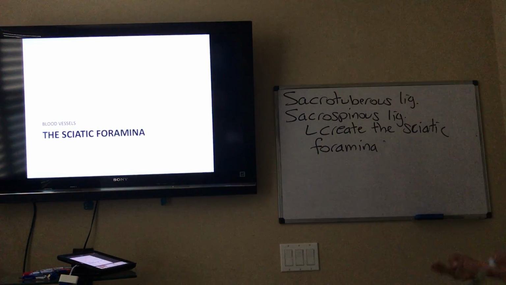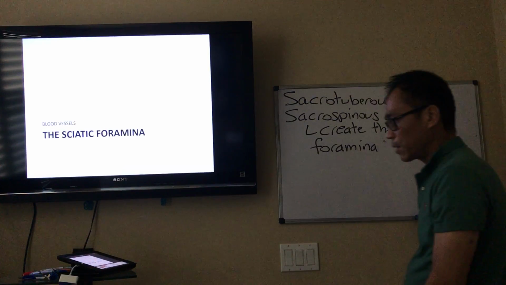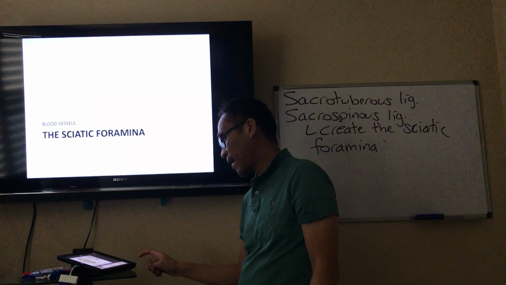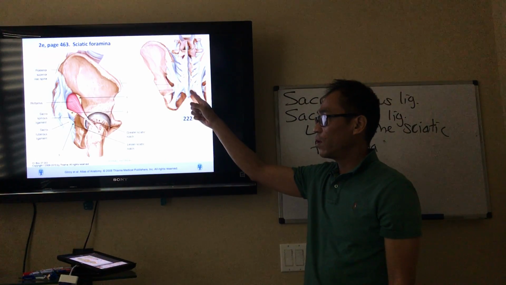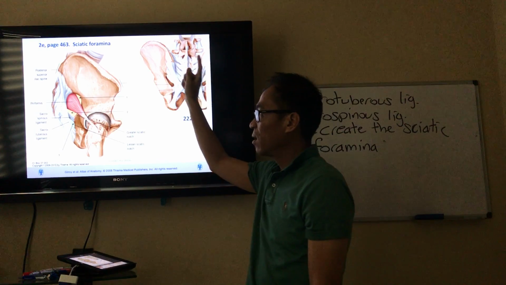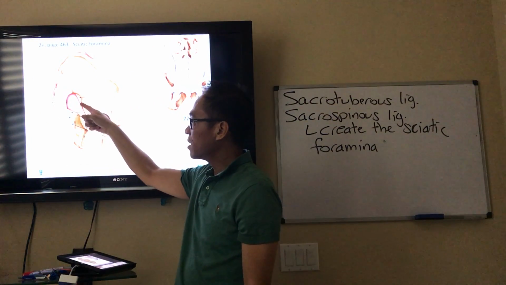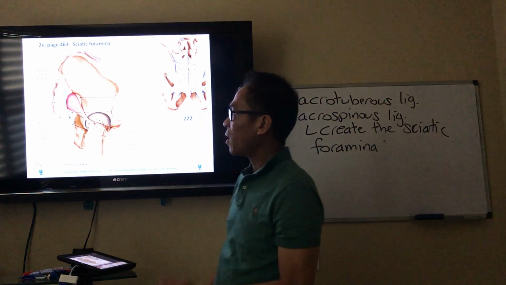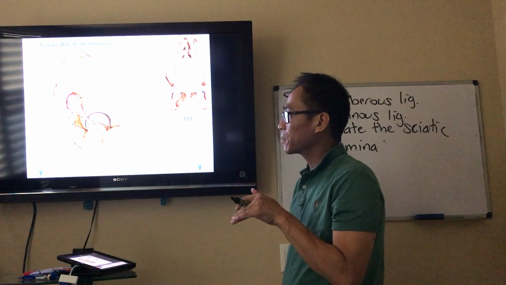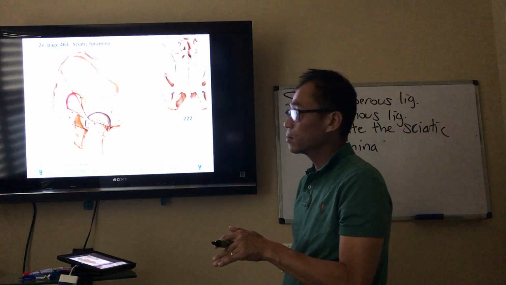It's how things exit the pelvis posteriorly. Here's a picture that can help us understand that concept. This is the posterior view of the ligaments we're just talking about. Here's a lateral view where we can see these spaces. You have greater and lesser sciatic foramina.